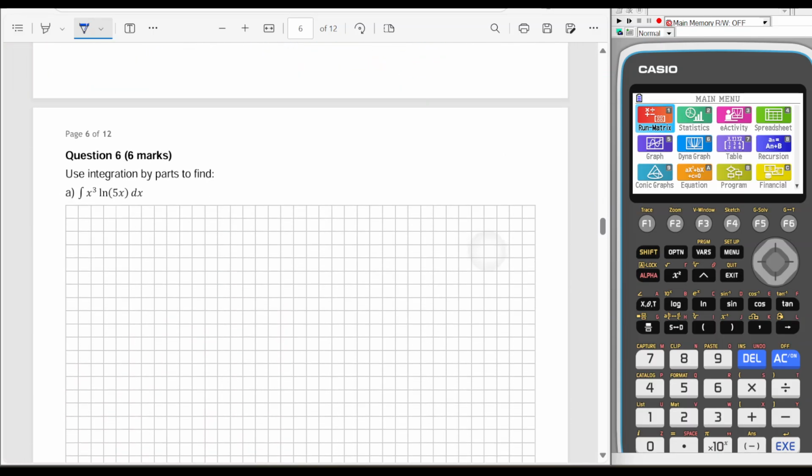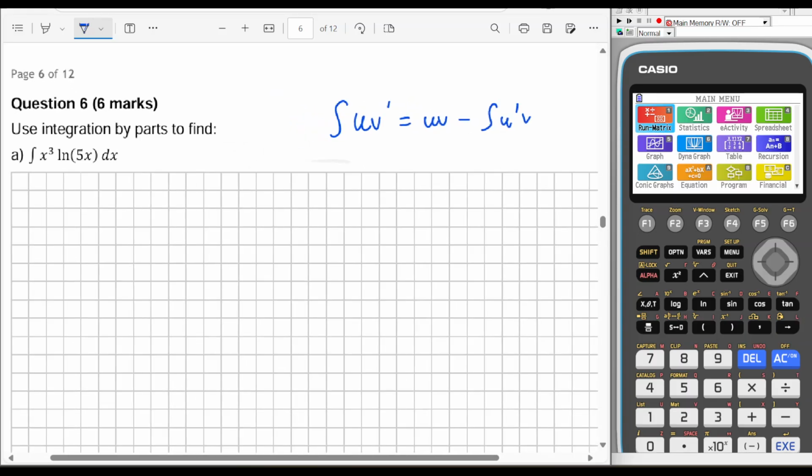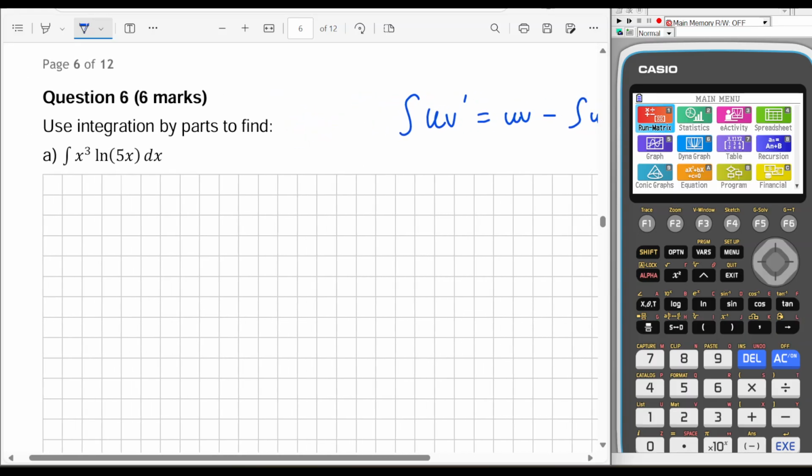Okay, integration by parts. So integration by parts formula looks like uv dash is uv, take the integral of u dash v. So we got to figure out what our u and our v dash will be for this one.